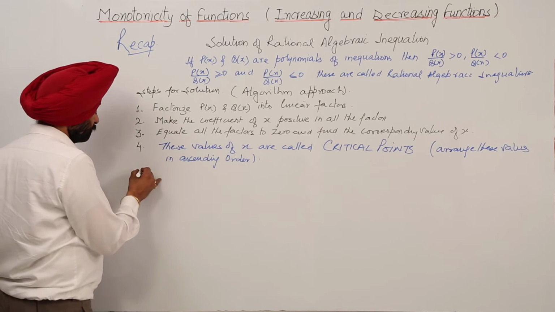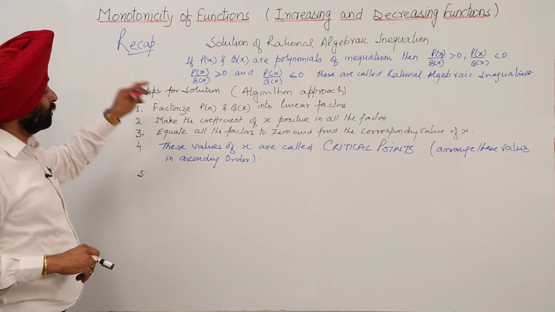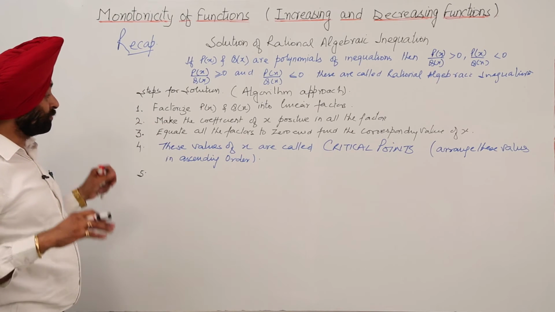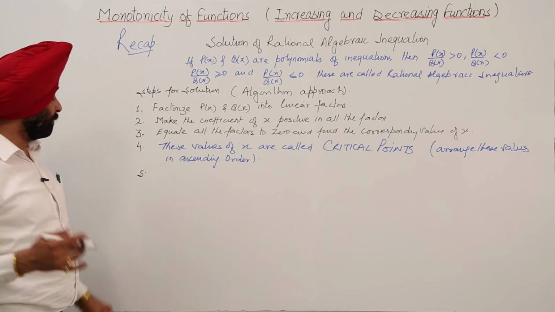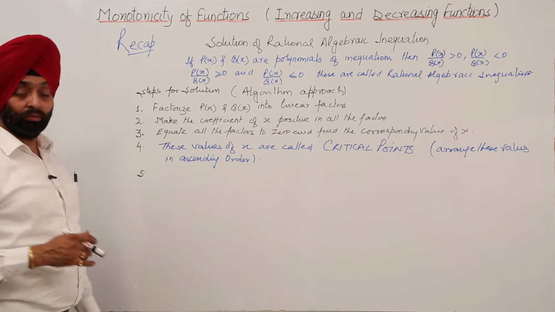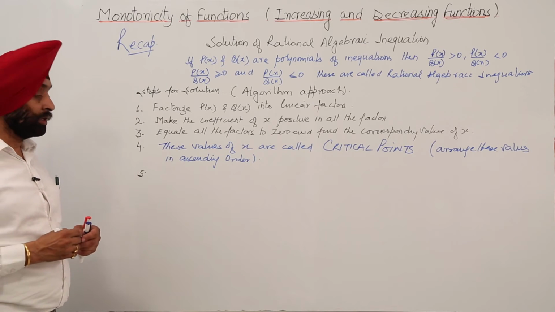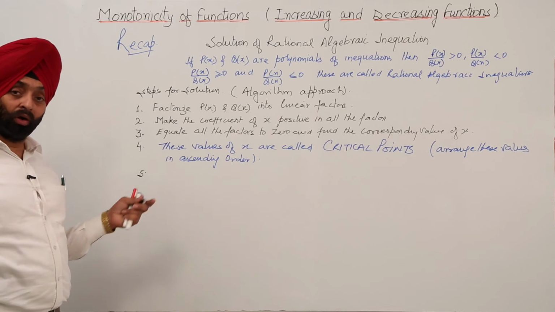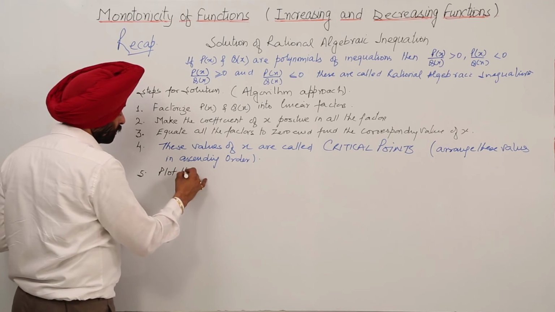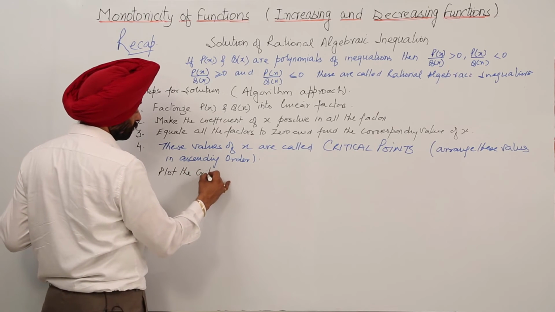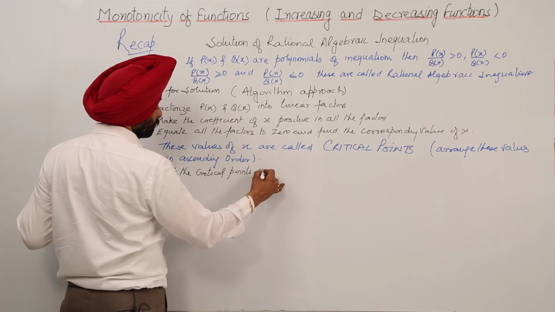Now next, we have made the factors, then made the coefficients positive if required. Then we equated all the factors with 0, got the values of x, and those are called the critical points. Now plot the critical points on the number line.